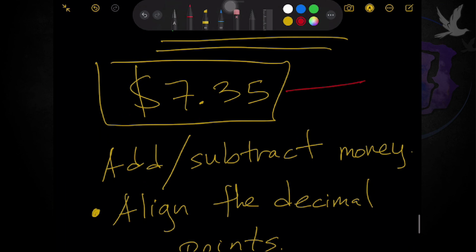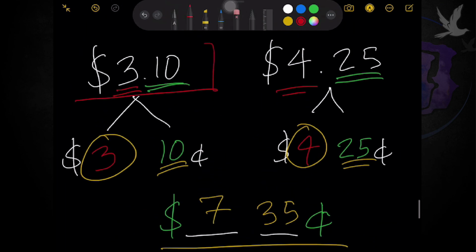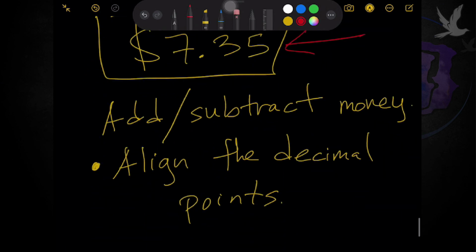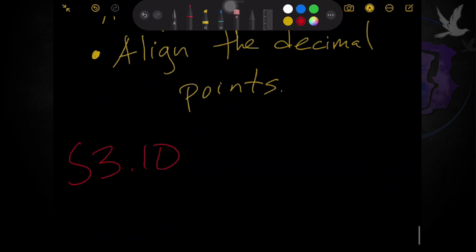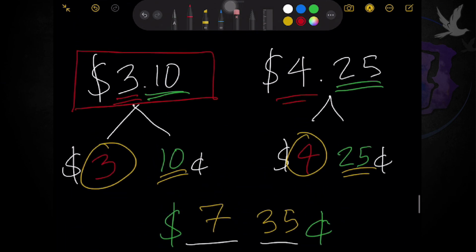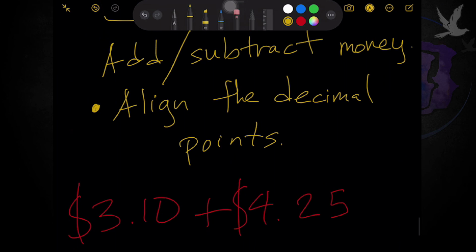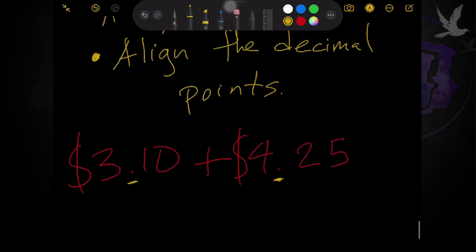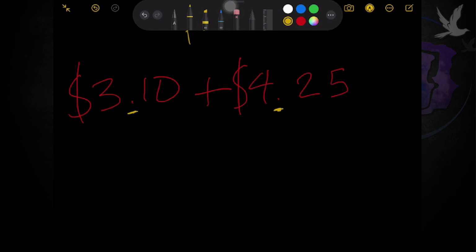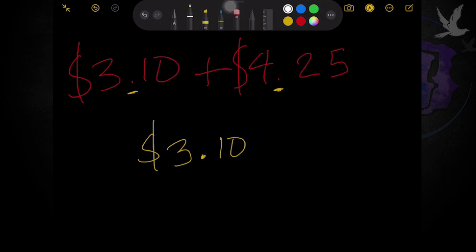So to check if this is correct, let's take $3.10 and let's try to add it with $4.25. Now, Teacher Mark, what do you mean by align the decimal points? Tignan nyo yung point. So if you're going to write them down vertically, make sure that your decimal points are going to align or meet this point. Make sure that they are going to align because that's how you are supposed to add them.